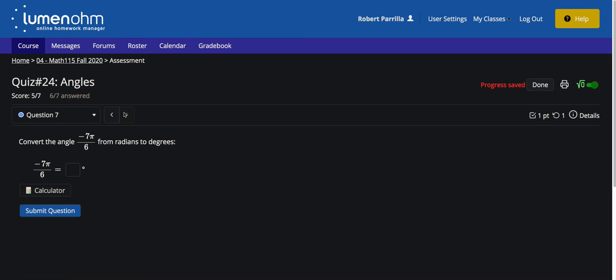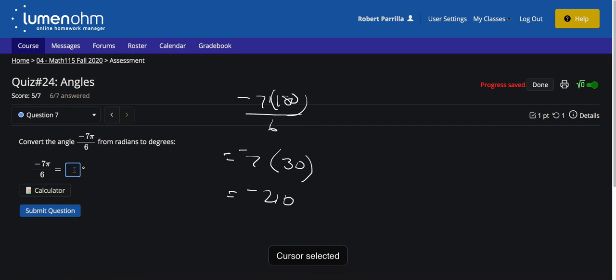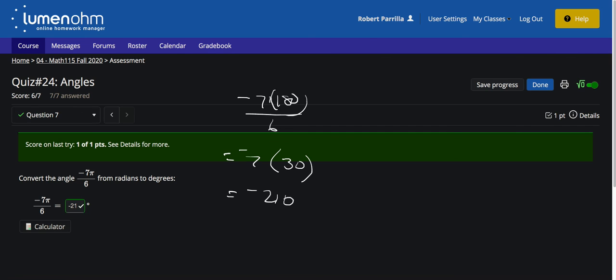Here it goes. And negative 7 pi over 6 to degrees. Negative 7 times 180 over 6 is equal to negative 7 times 30, which is negative 210. That was embarrassing with the last one. Don't tell anybody. Negative 210. And we got that right. All right, so I got that one wrong because I was cocky, but it's easy. Just remember 180 is pi, 360 is 2 pi. I brain farted on that one, and you should be okay.